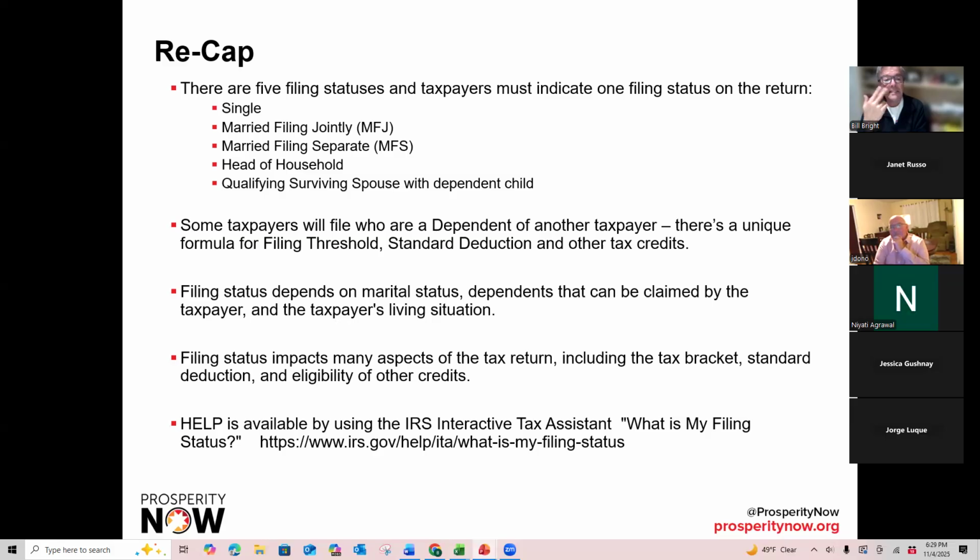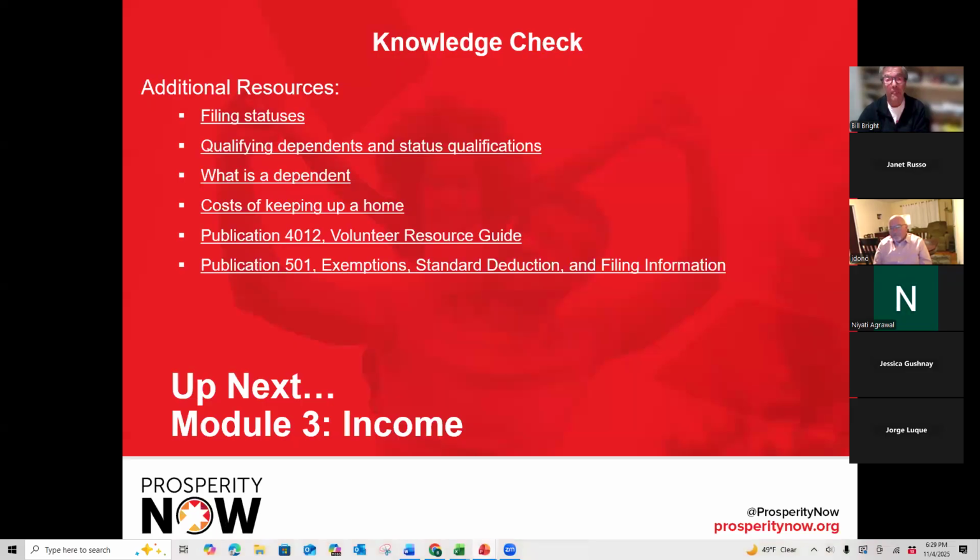Filing status impacts many aspects of the tax return, including the bracket, standard deduction, and eligibility for other credits. Once you get that correct in the software, it's going to flag all that, and that's where you work on all your due diligence questions for the various credits that they may be entitled to.